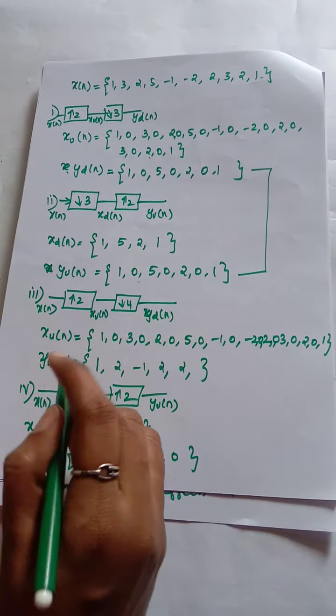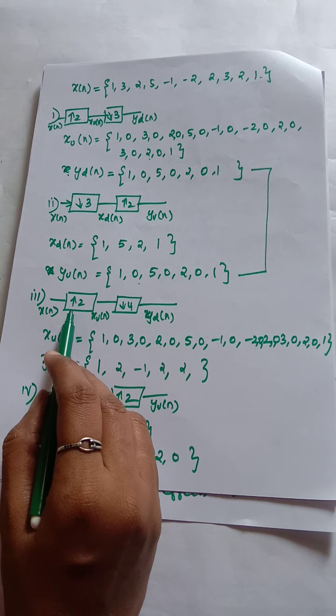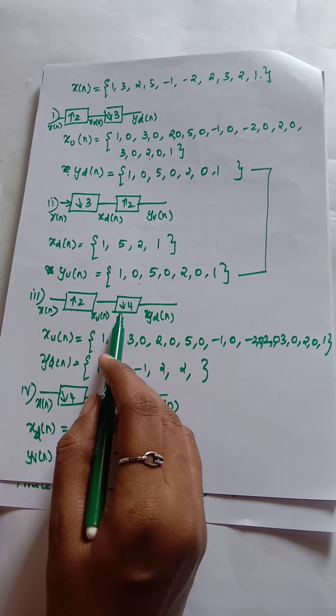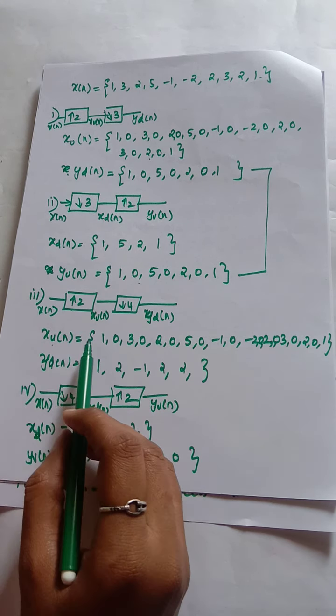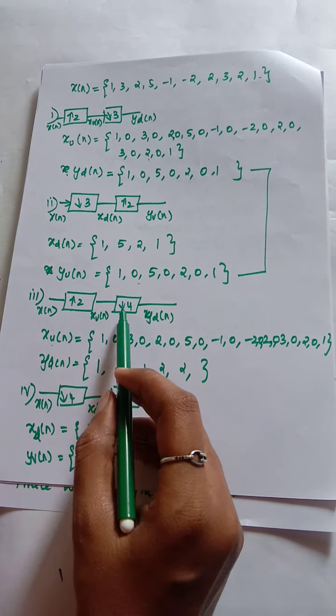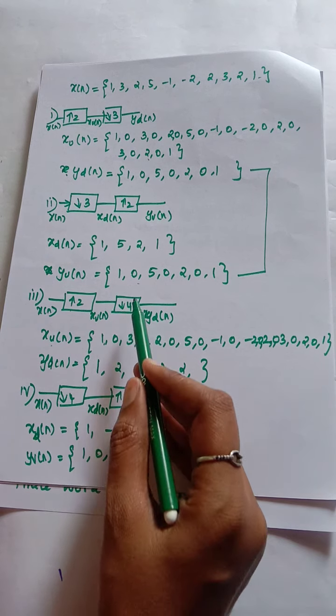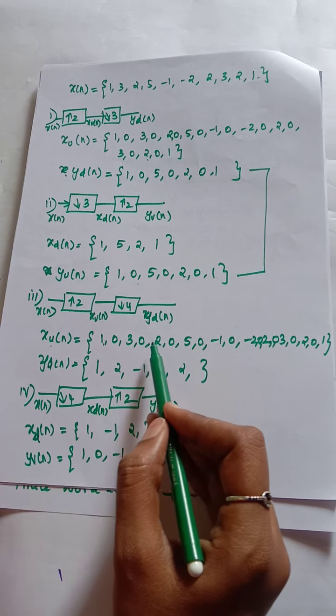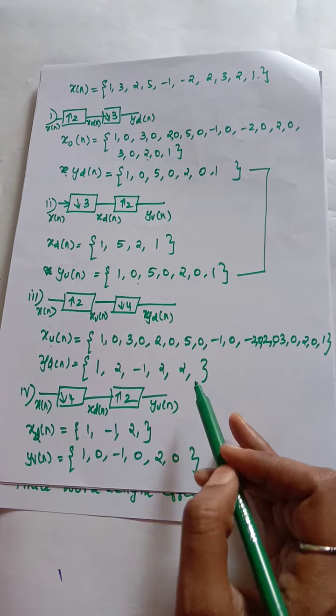Now consider this one: upsample by a factor of 2, downsample by a factor of 4. For upsampling by a factor of 2, I have inserted zeros in between. Then I have downsampled this resultant by a factor of 4, just discarding 3 samples in between. So I have got this one.